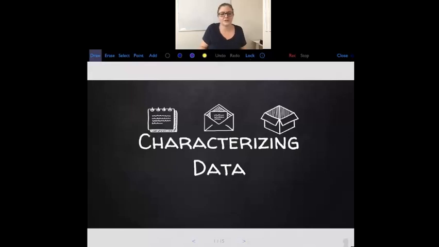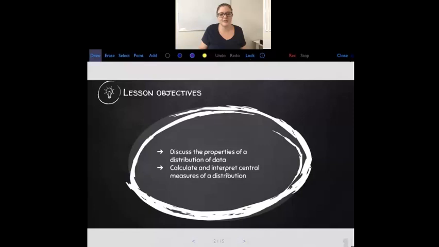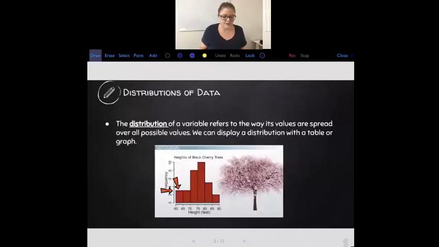In this lesson, we're going to go over characterizing data. Specifically, we'll discuss the properties of a distribution of data, and we'll learn to calculate and interpret central measures of a distribution. So, distributions of data. The distribution of a variable refers to the way its values are spread out over all possible values, and the way to display this is using a table or a graph.